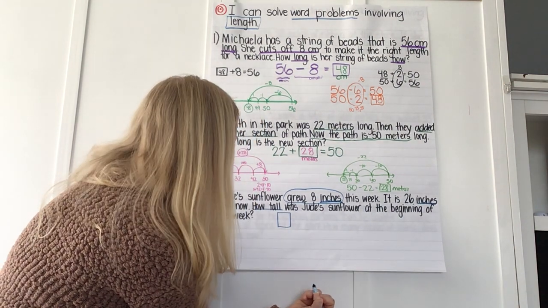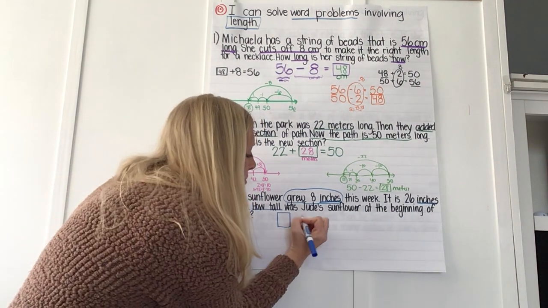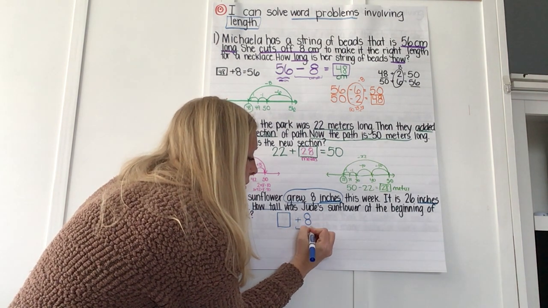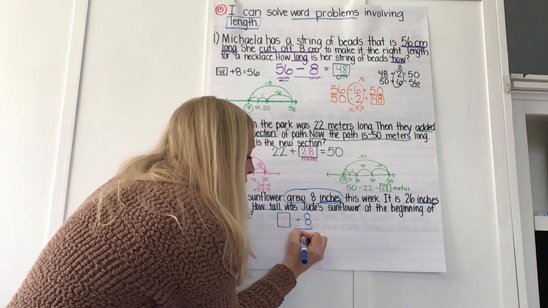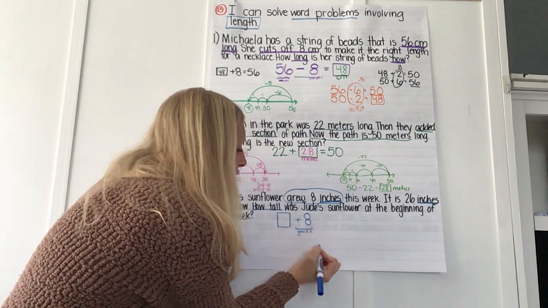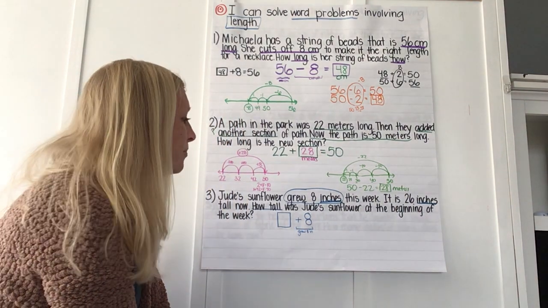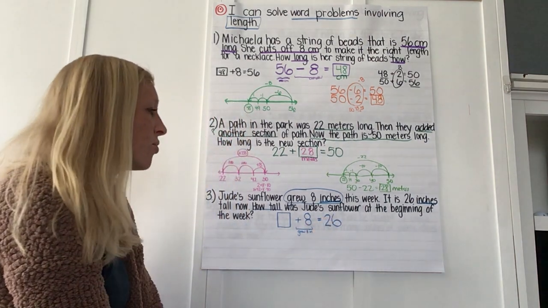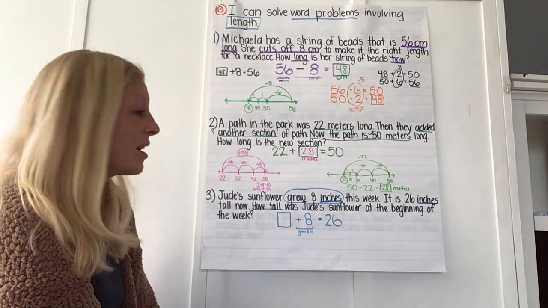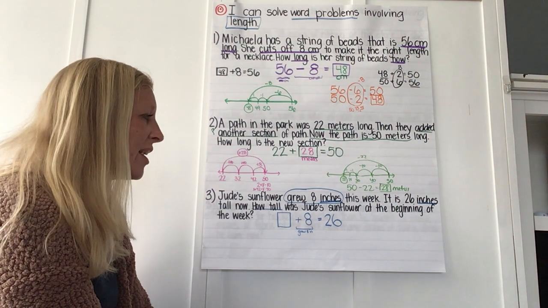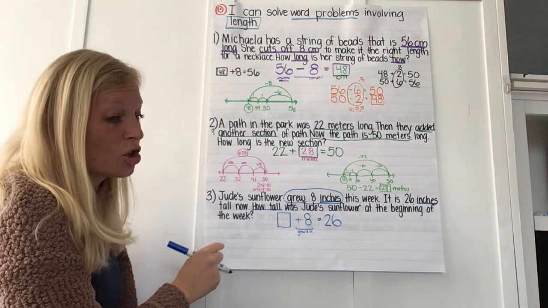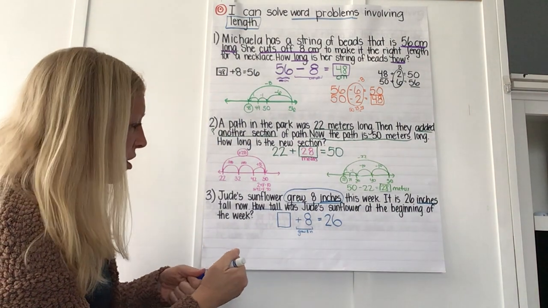What are we going to put after that unknown? Y plus 8, because it grew 8 inches. Yes. And then what? It equals 26 inches now. So what are we trying to find out? How big it was to start. Show me how you might solve this work.